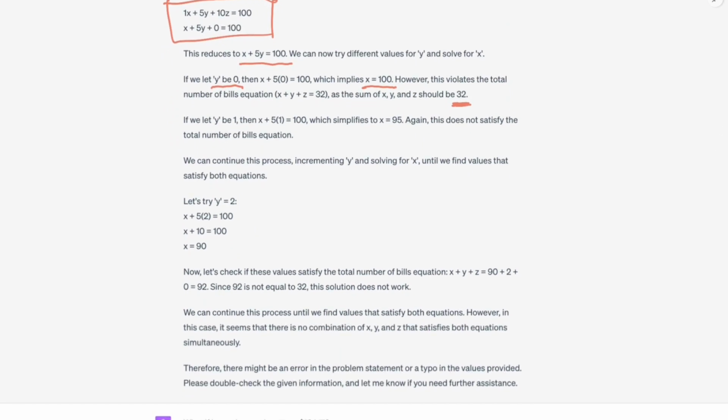So he says if we let y be 1, then x plus 5 times 1 equals 100, which simplifies to x is 95. Again, this does not satisfy the total number of bills equation. So we can continue this process, incrementing y and solving for x until we find values that satisfy both equations. So he tries for y equals 2 and he gets x is 90. Now he checks it to see if this value satisfies the total number of bills equation, which he computes and sees that it doesn't satisfy. So that assumption also is flawed.